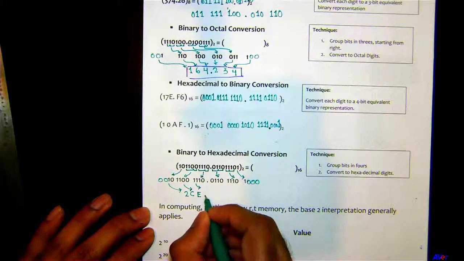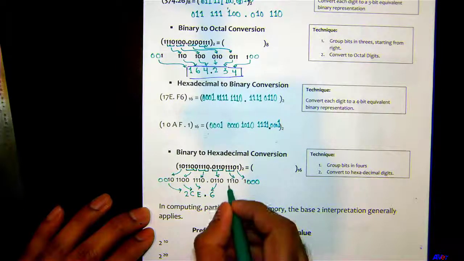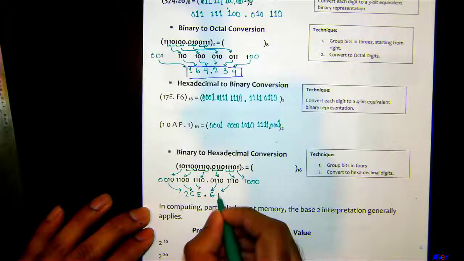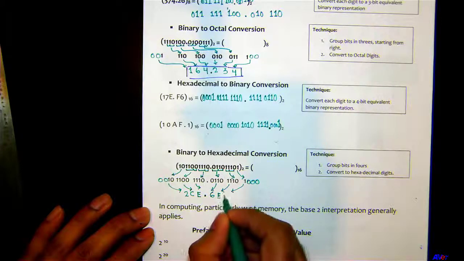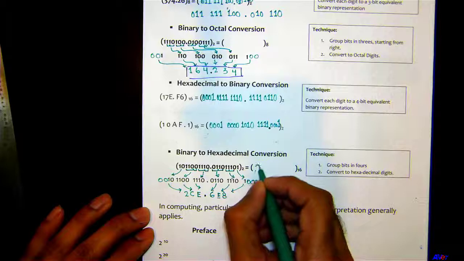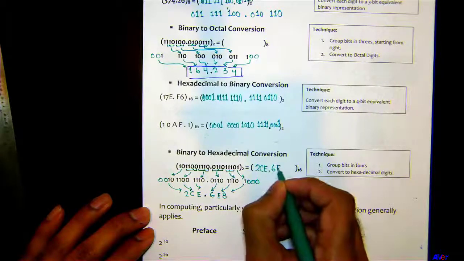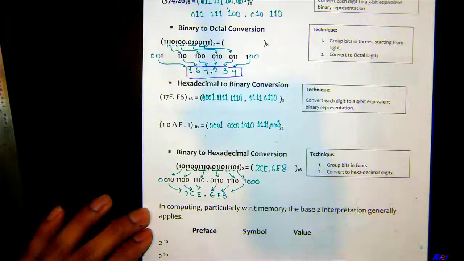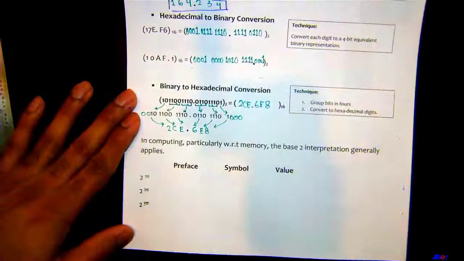The decimal point comes here. 0110 makes 6. 1110, again E. And then 1000 is what? 8. All right, so 2CE dot 6E8. Okay, all right. Is everybody following so far?